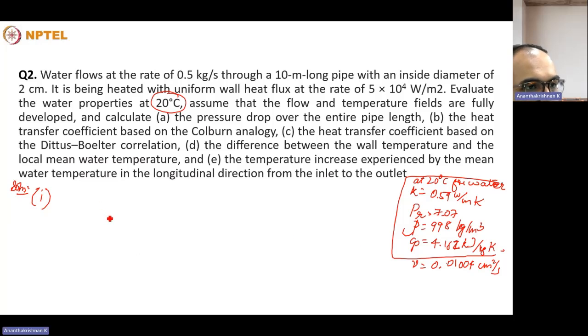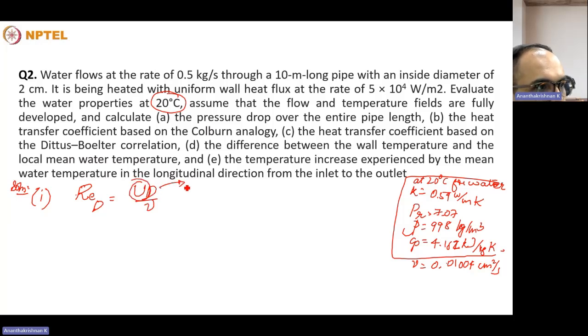And first, we need to find a friction factor. So for that, we need to calculate the Reynolds number with respect to D. Characteristic length will be the diameter of the pipe. Reynolds number is equal to UD divided by the kinematic viscosity. For that, you need to calculate the average velocity U.